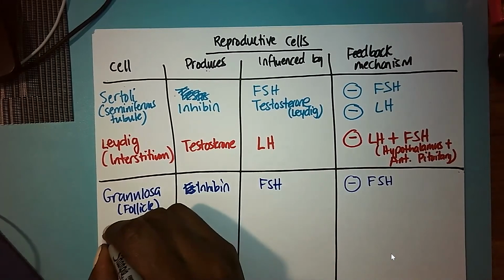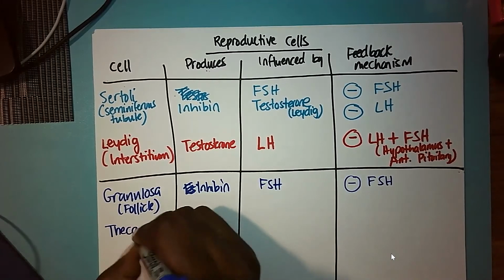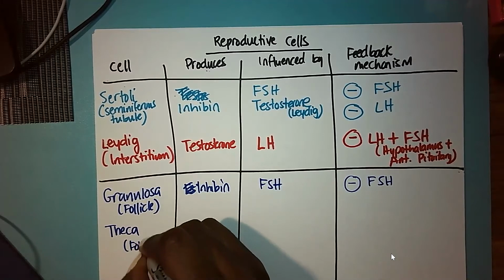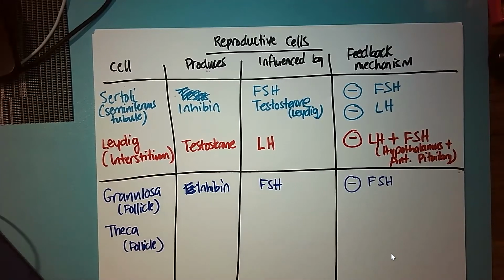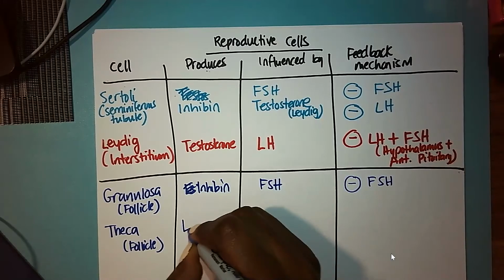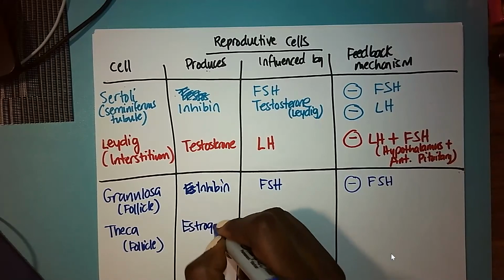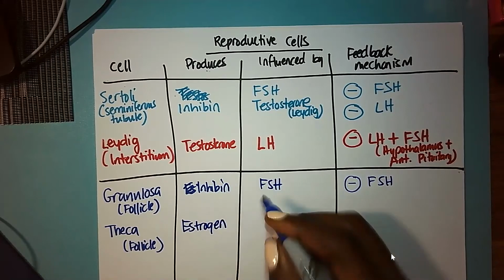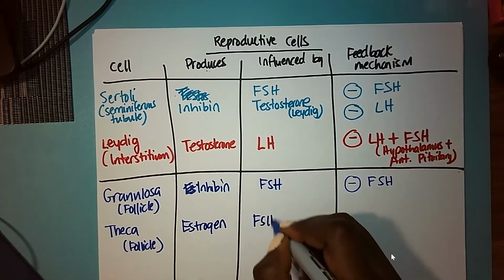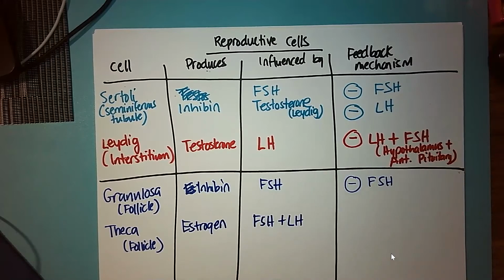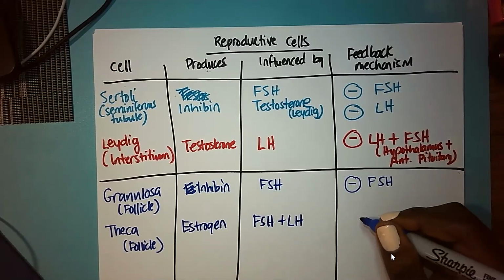There's also the theca cell. We didn't speak a lot about this, but it's also a part of the follicle. And this is being influenced by both FSH and LH, and this is going to secrete estrogen as well. And that's going to have a dose-dependent negative feedback.